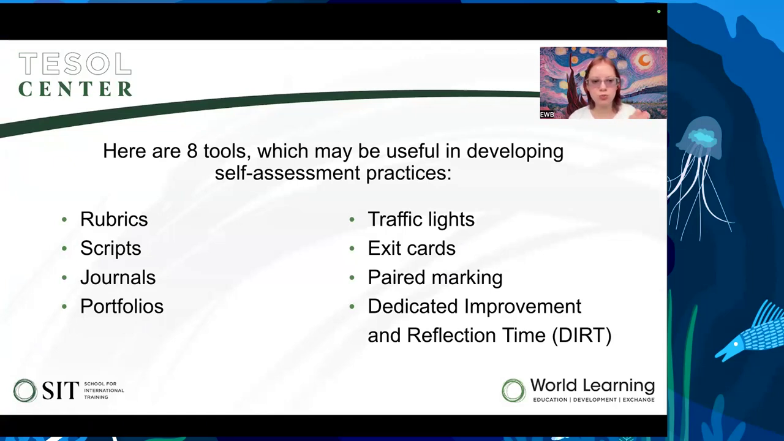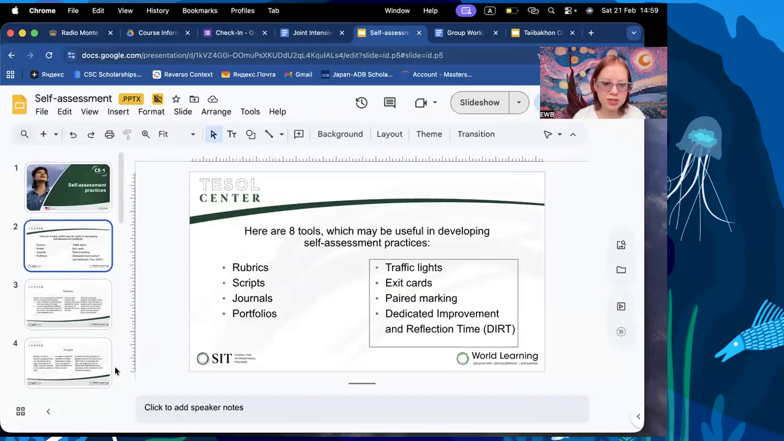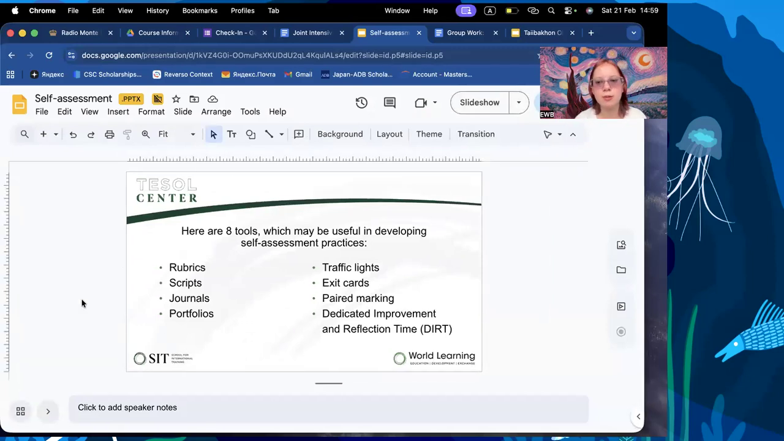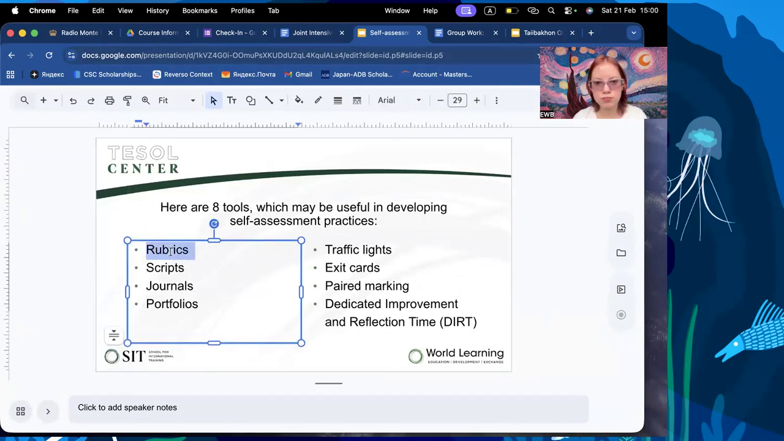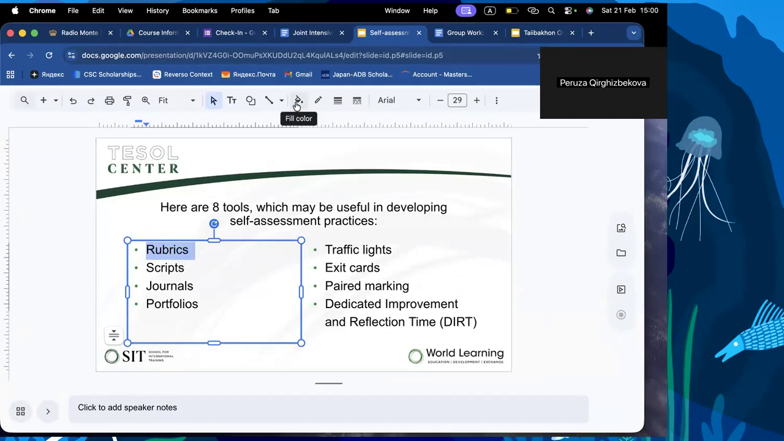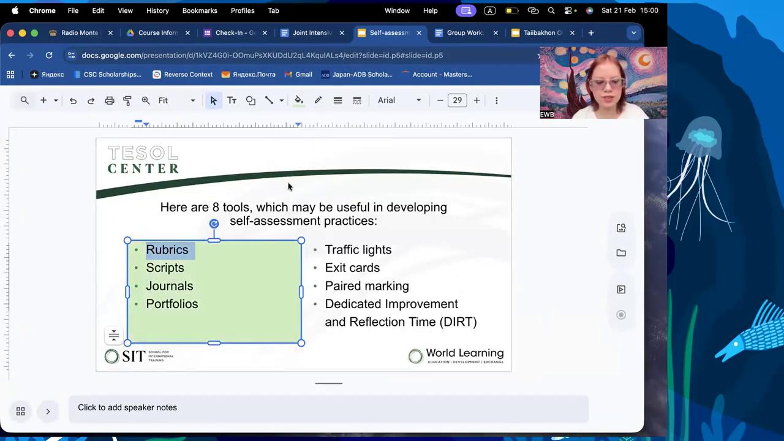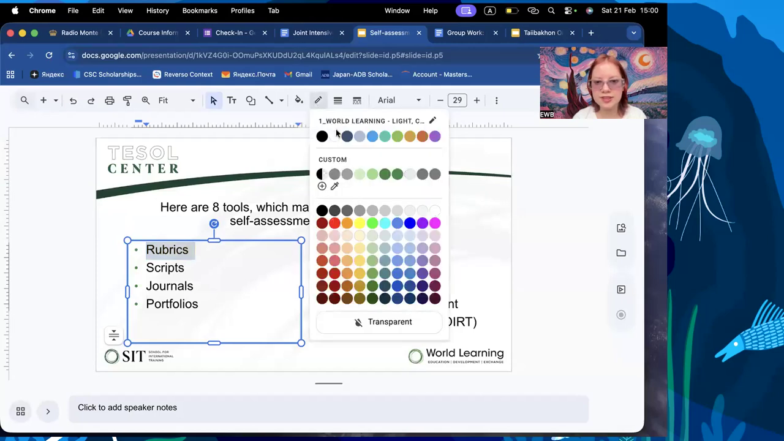These 8 tools are rubrics, scripts, journals, portfolios, traffic lights, exit cards, paired marking, and dedicated improvement and reflection time. Now, please let me know which ones you have already used in your classes, which ones are familiar to you, so that we do not spend much time on the familiar ones, but spend more time on something unknown. Rubrics. Do you know anything about this? I think yes, rubrics. Yes. Piruza, could you please explain what that is and how you use it?